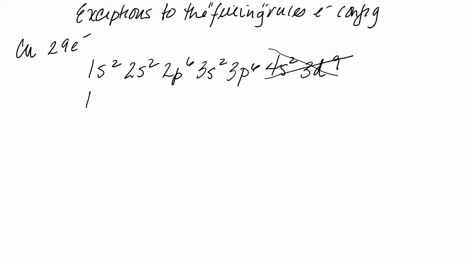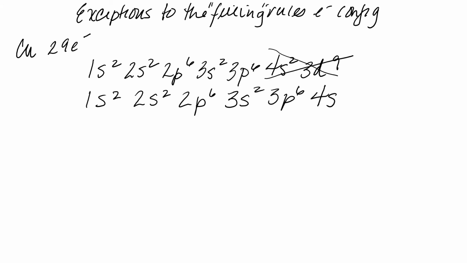The correct configuration is 1s2, 2s2, 2p6, 3s2, 3p6, and when we get to the 4s, we only have one electron. One of these two electrons is promoted to the 3d subshell, so copper has a full d subshell.